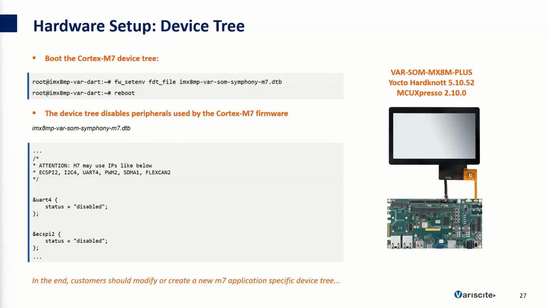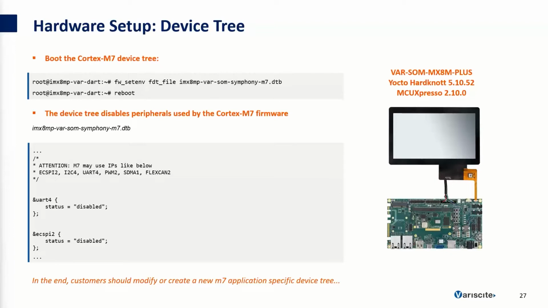Okay, and as we mentioned earlier, when setting up our hardware, we need to configure the Linux device tree to avoid any conflicts between the A53 and M7. So for example, we can't use UART4 in Linux on the A53 and in the M7 firmware at the same time. Variscite provides an example Linux device tree that supports our Cortex-M firmware projects for each of our SOMs. In the example here, we use, again, the fw_setenv utility to set the U-Boot environment variable fdt_file to imx8mp-var-som-symphony-m7.dtb. Then we reboot the device to use this device tree file.